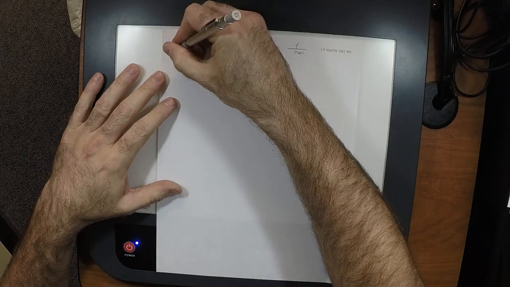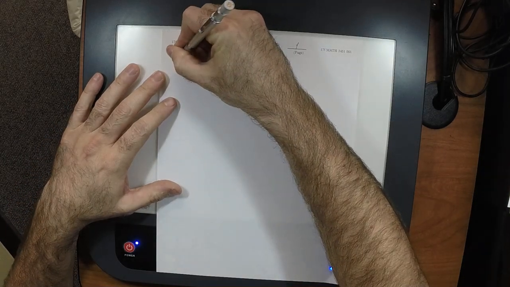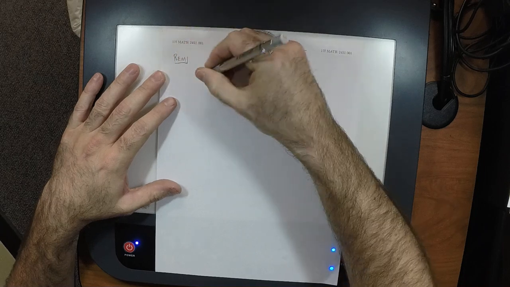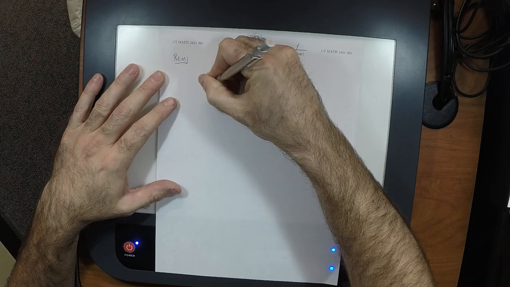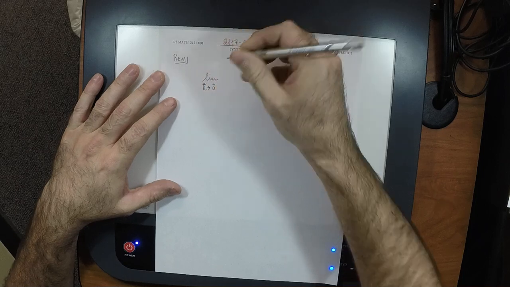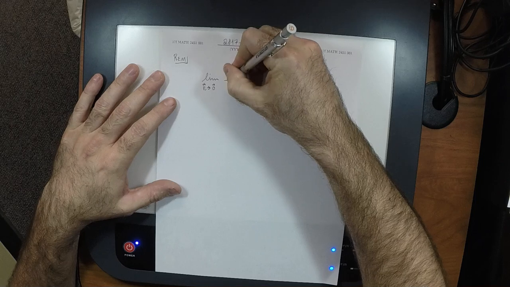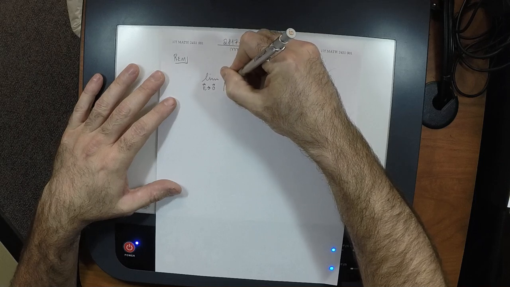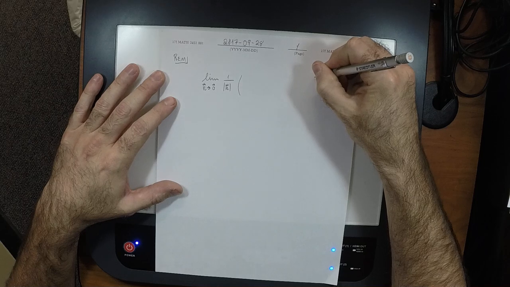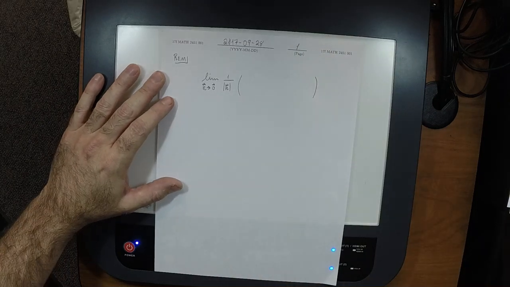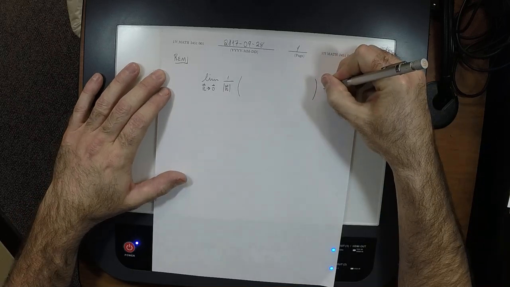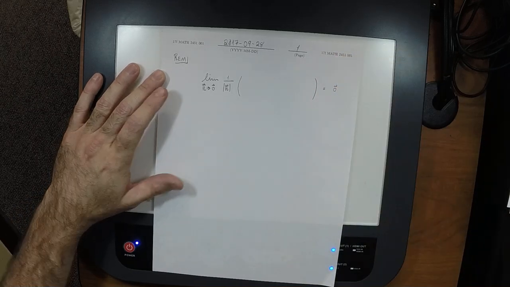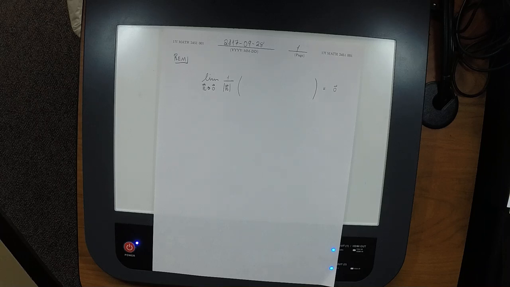Let's go ahead and write down just that limit so we can remember it. It was the limit as vector h goes to the origin of 1 over the length of h, and then we got to put some stuff in there. Some stuff goes in there. And then this is all supposed to be equal to what? Zero. Okay, so what goes in there?